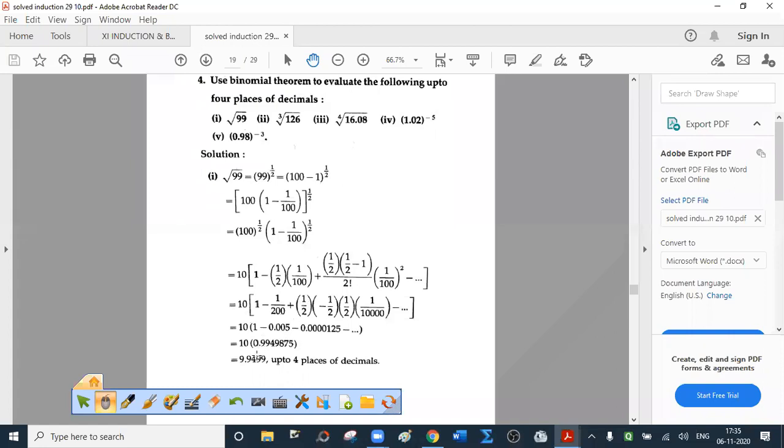So this is 10 into 0.9949875. So 9.9499 is the answer, correct up to 4 places of decimals.